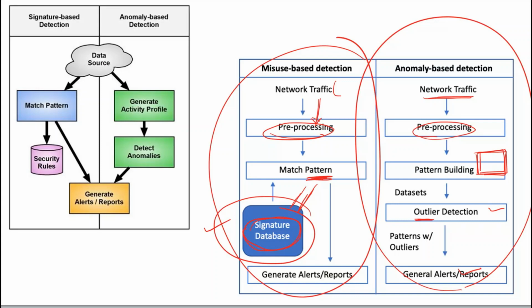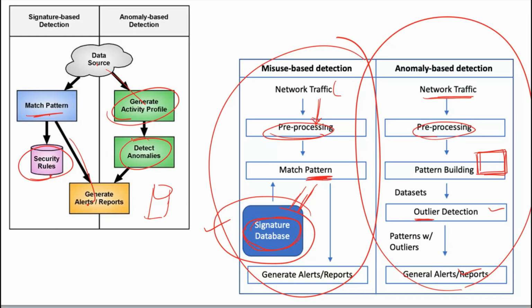So in the signature based there will be a database maintained. You can see there is another diagram: data source, match the pattern by using the database, then you generate the report. Here we are not going to maintain any signature database. You are just getting the events, that means the network traffic or the activity, whatever it is, generating the activity profile, detecting the anomalies. So this is the basic difference between the signature based and anomaly based.